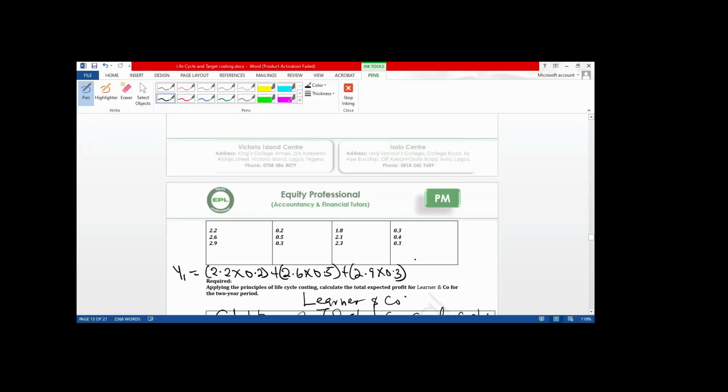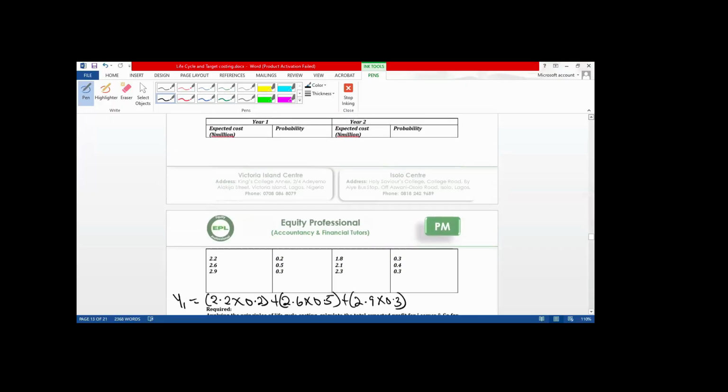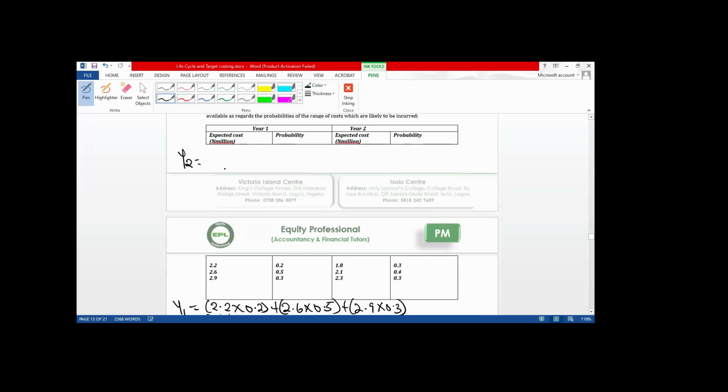When you are done, if you want to calculate for year 2, it becomes 1.8 million multiplied by 0.3, plus 2.1 million multiplied by 0.4, plus 2.3 million multiplied by 0.3. Please work this out.